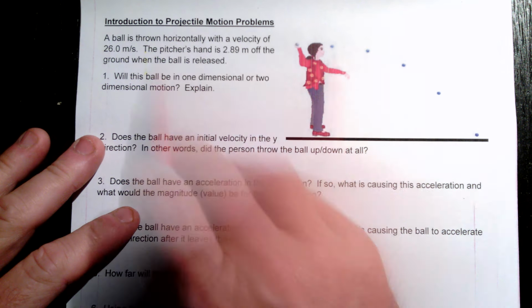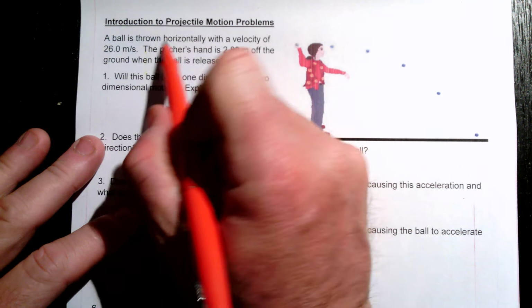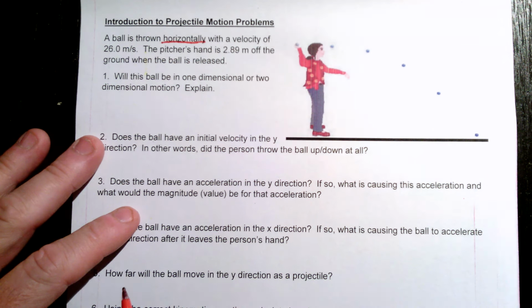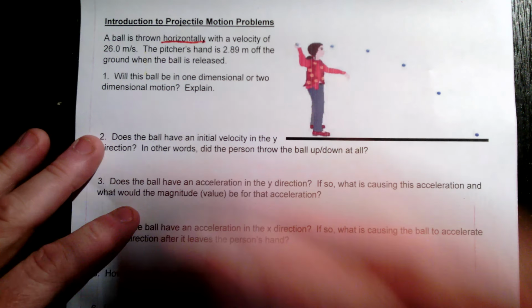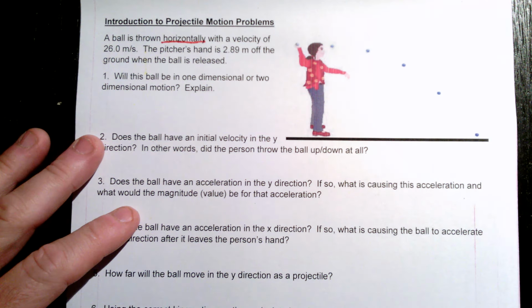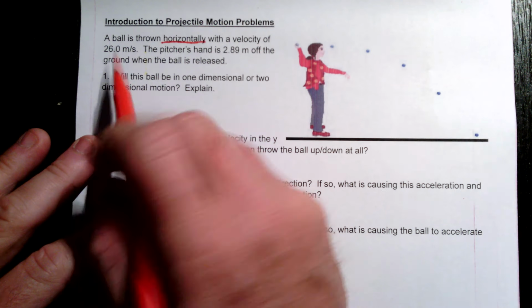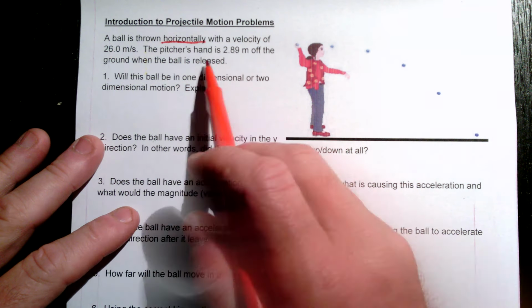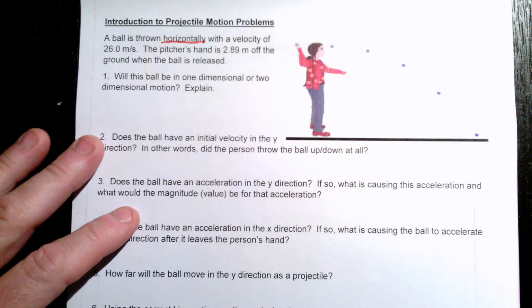Somebody is throwing a ball. The key here is the ball is thrown horizontally. That's an important term. Horizontal is perfectly level with the ground. It's not up and down at all. And we're given an initial velocity. And we're also told how high the pitcher's hand is off the ground.